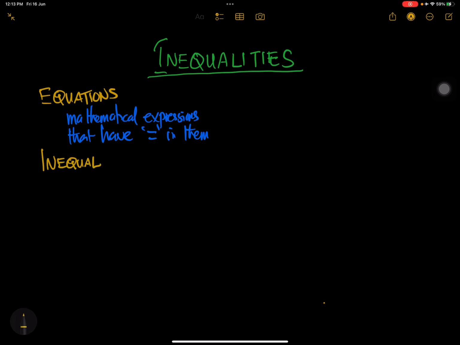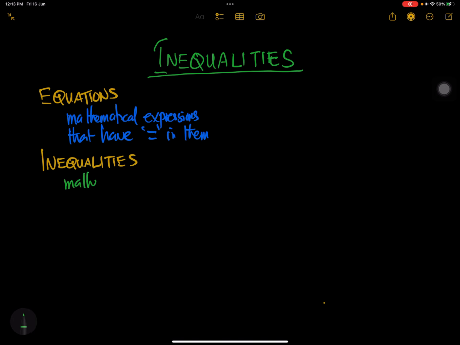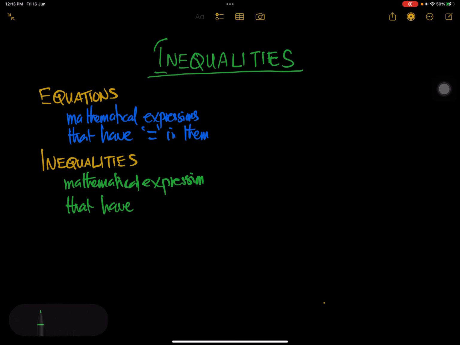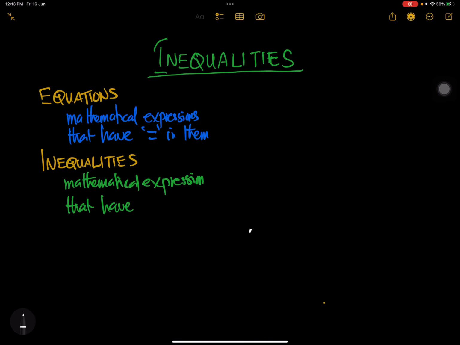with inequalities, they are also mathematical expressions, but this time you don't have that sign in there. They rather come with these signs.